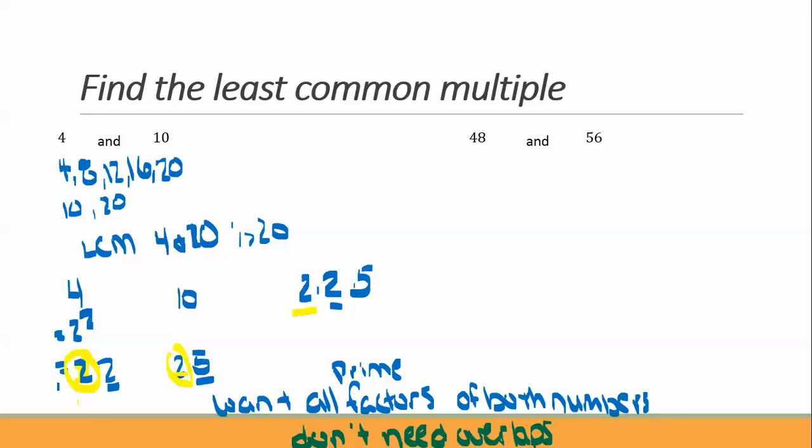So if we look at 4, 4 is 2 times 2. Here we have 2 times 2 in here. Now 10 is 2 times 5. We also have written 2 and 5. So all of these numbers are taken care of in this number here. So the least common multiple is 2 times 2 times 5, which is 20.